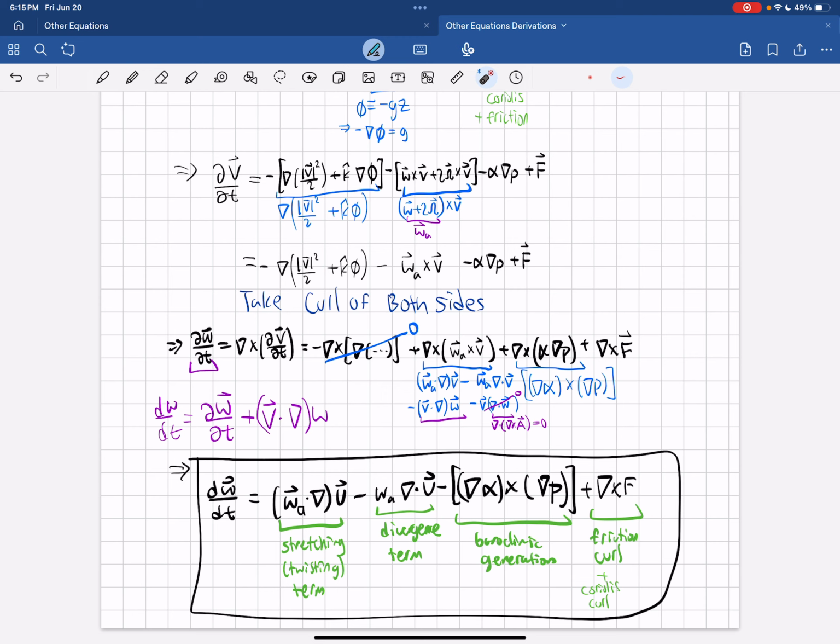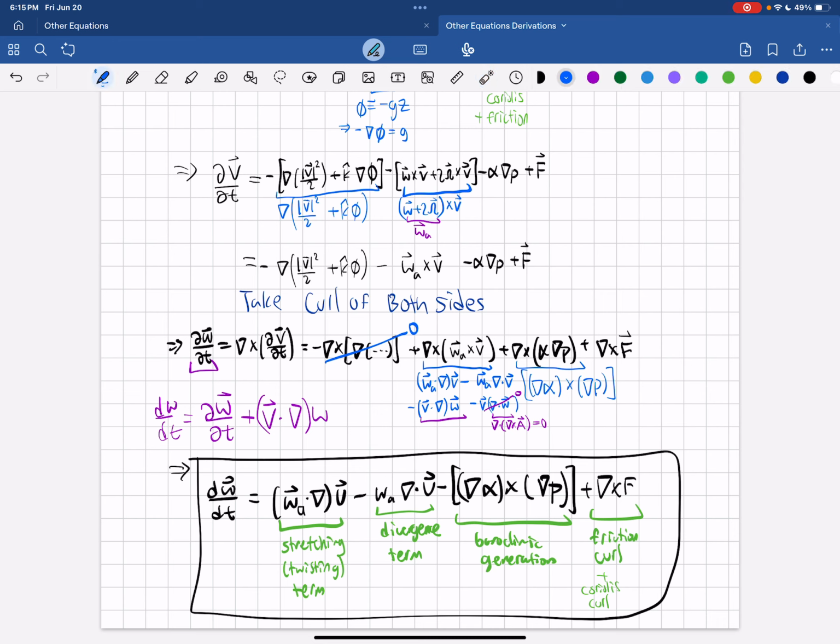We have essentially 4 terms that lead to vorticity increasing or decreasing. Basically, if you want vorticity to be increasing, which means it's becoming more cyclonic, which is this way, you need this term to be positive, this term to be positive, this term to be positive, etc. So this term is called stretching or twisting term. At this moment, I'm not sure how to visualize why it's stretching. This is called divergence because this is divergence.